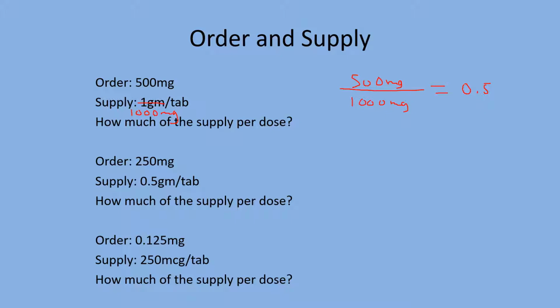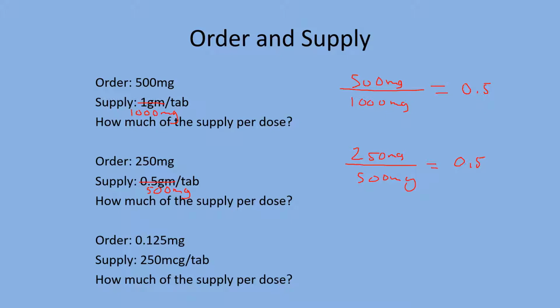Alright, half a gram. How many milligrams is that? 500. Yep, 500 times 1,000, right? Now we're in the same units. Our order is 250, and our supply is 500. Yep, half a tablet again.